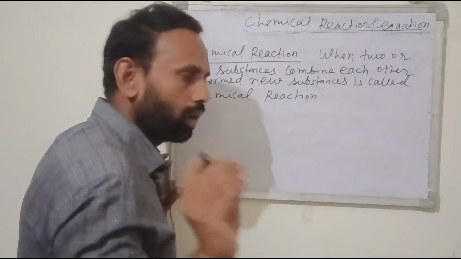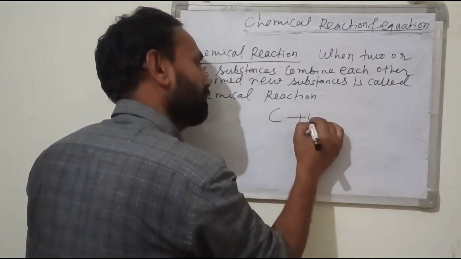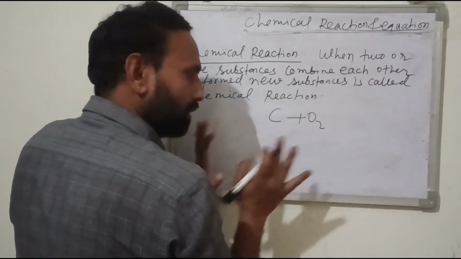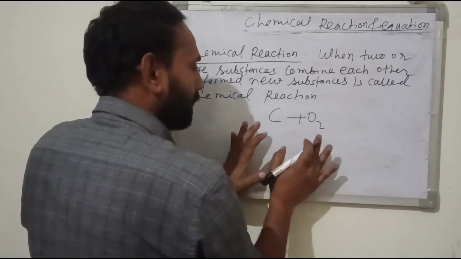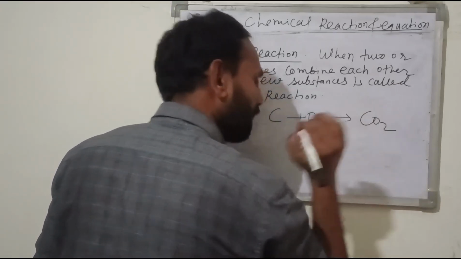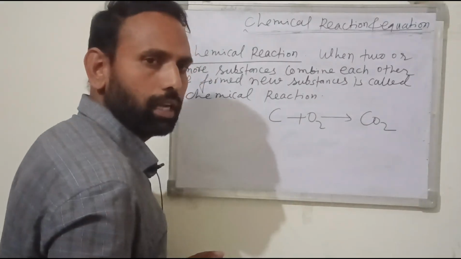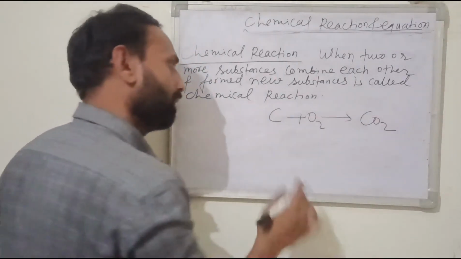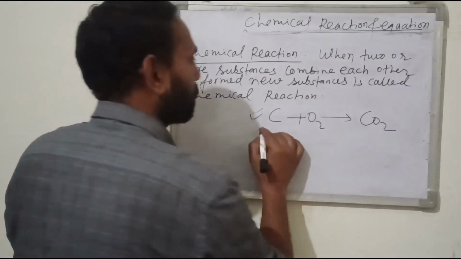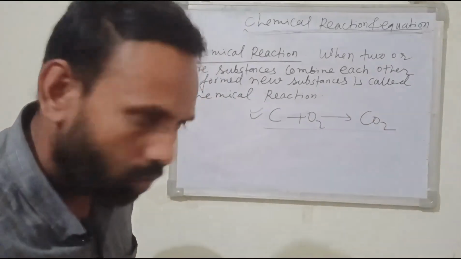Now I am giving one example. Okay, you can take one substance as a carbon and another substance as a oxygen. Here two substances, carbon and oxygen, both substances react. After that form one new substances, carbon dioxide. Okay, you can say here is going on the chemical reactions. This is the example of the chemical reactions. I think everyone understand about that. You can give more examples, but we are taking here only one example.